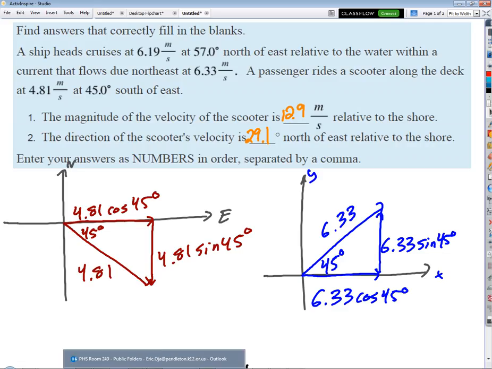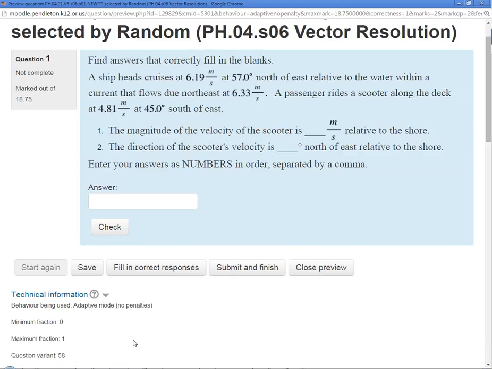Okay, so here's our preview. What did we say the first one was? 12.9, yeah, comma, space.